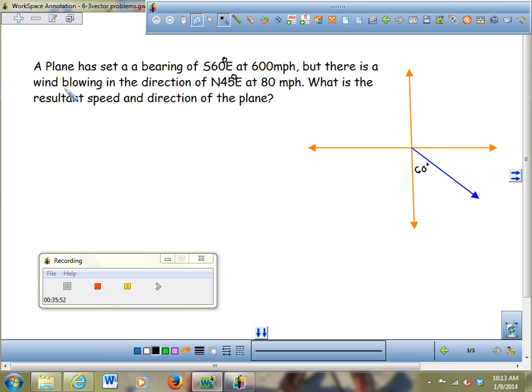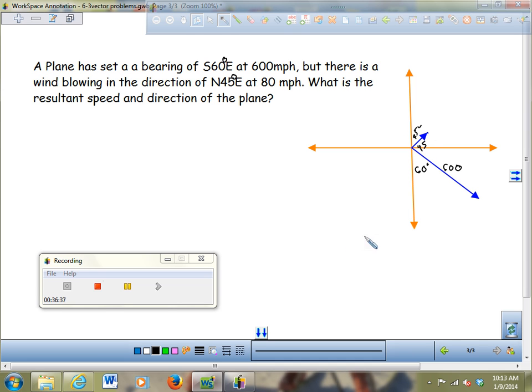All right. The length of that vector kind of represents the speed the plane is trying to go. And then the wind, however, is blowing north 45 degrees east at 80 miles an hour. So I could draw that vector up here, where this angle is 45, is that right? North 45 degrees means that this angle here is 45, right? Which also makes this angle 45, yes?